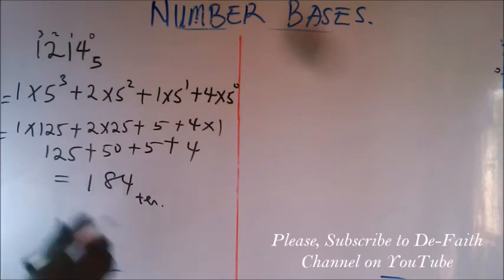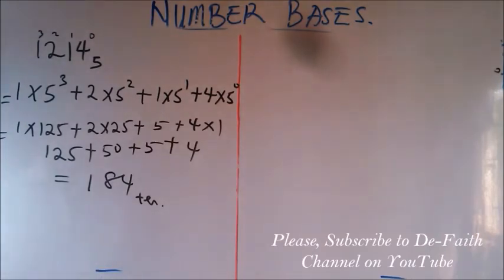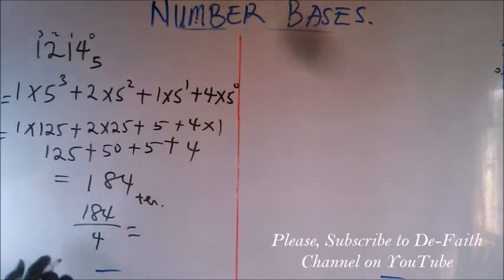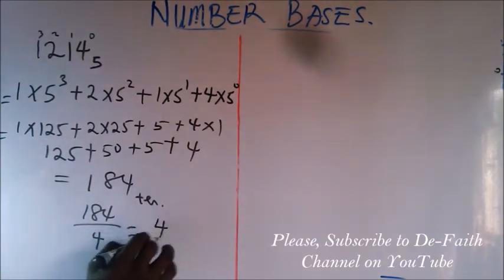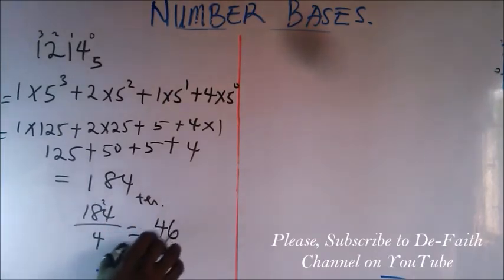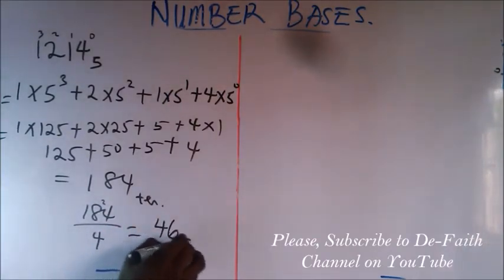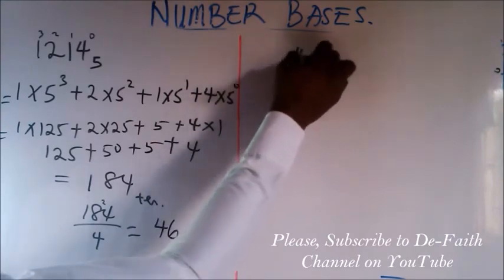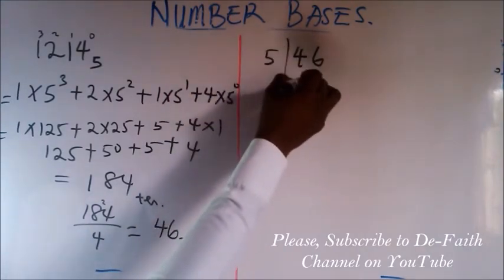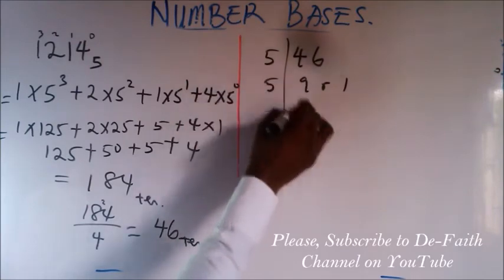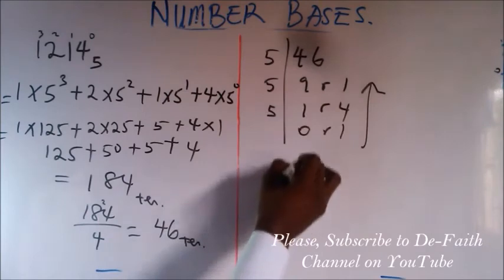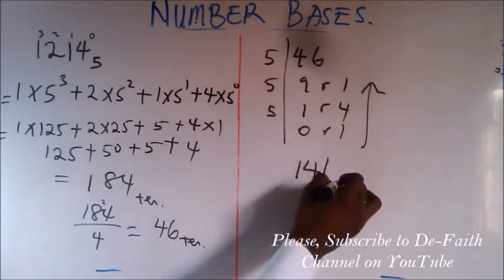So look for the average. Average is to divide by the particular number of items, which is, in this case, we have 4. So 184 divided by 4, that gives 46, still in base 10. So we'll convert this into base 5 because we are expected to get our answer in base 5. So we have 46, then we have 5 here. 5 here 9, remainder 1. 5 here 1, remainder 4. 5 here 0, remainder 1. So our answer is 141 base 5.